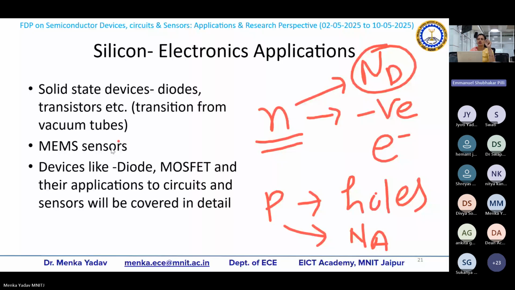So what are the different applications? In solid state devices, we'll find applications in diodes, transistors, and these are finding applications in MEMS sensors, devices like diodes, MOSFETs, and their applications to circuits and systems. So these we will be covering in detail in this particular subject.